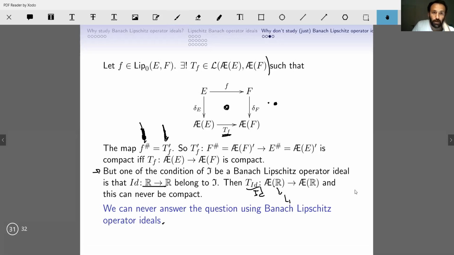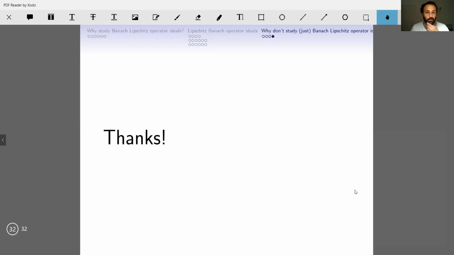So if you want to ask what happens with this type of maps whose Lipschitz transpose has some linear property, you can never answer this question using Banach Lipschitz operator ideals. These Lipschitz maps whose Lipschitz transpose has some property don't fit in this theory of Banach Lipschitz operator ideals. Okay, so that's all I have to say. Thank you very much.